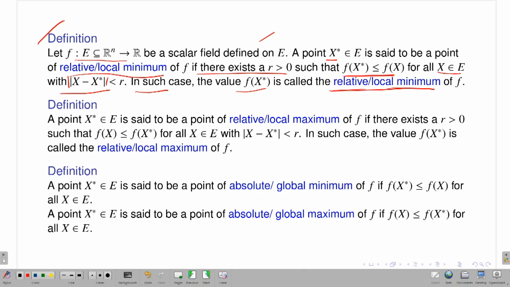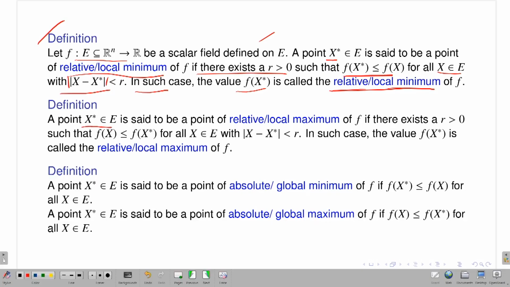Of course, in parallel you can define a similar concept for relative or local maxima. Again, the same thing. Suppose I have a function f from E, a subset of Rn, into R, and a point x star in E. I will say that it is a point of relative or local maxima if, for any point x in a neighborhood of x star, the value of f at x is less than or equal to the value of f at x star. So, the local maxima exists at the point x star. That is exactly the thing.